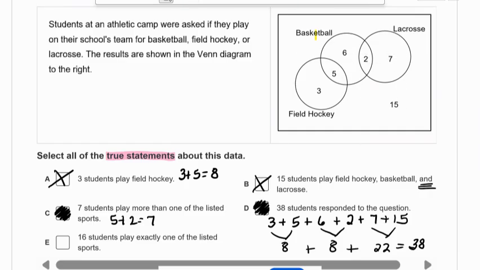All right, and 16 students played exactly one of the listed sports. These 3 people right here only play field hockey. That would be exactly 1. So we want to include 3.